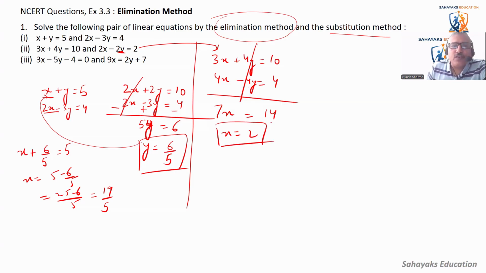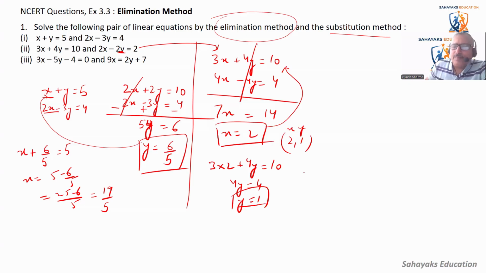And we'll put the value of x in any of the equations, say the first equation. So it becomes 3 into 2 plus 4y is equal to 10. So it is 6, and this becomes 4y is equal to 4 and y is equal to 1. So the solution of the equation is 2 and 1. The value of x is 2 and the value of y is 1.